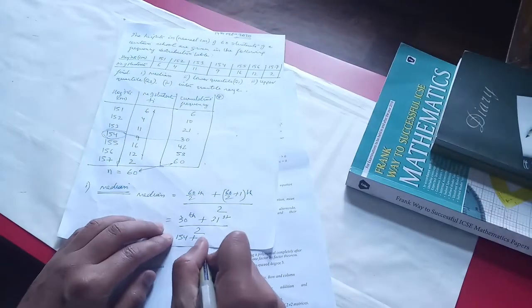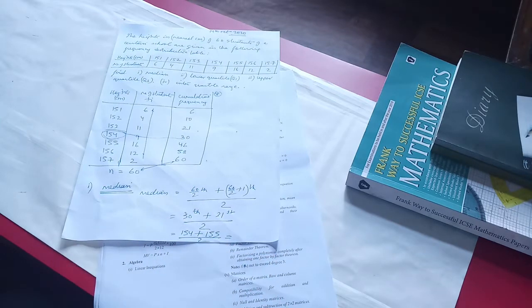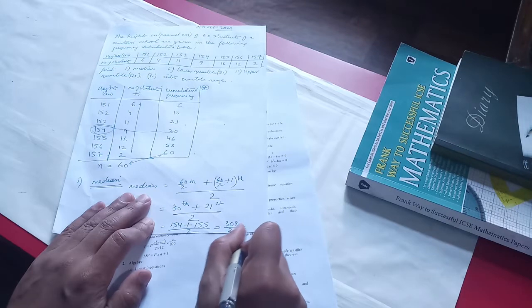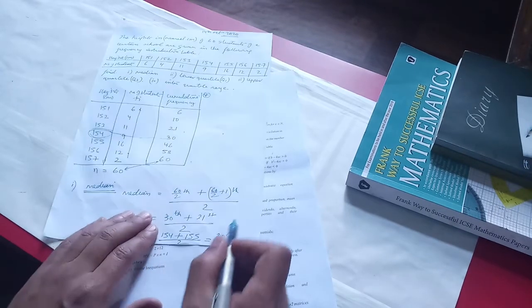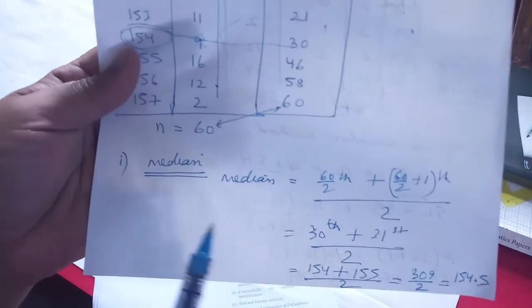So you have to write down divided by 2. So 154 plus 155, you have to add, 309 divided by 2. Then you find it, you will get the answer as 154.5. So this is how you will find the median. I'm going to show you again.